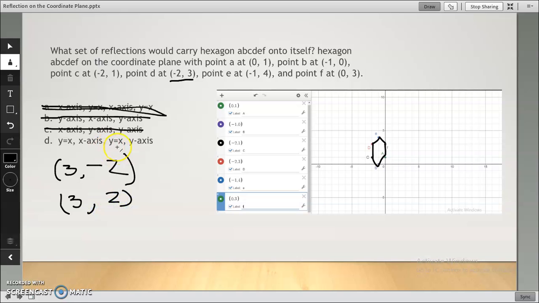Then I'm going to flip it back over y equals x. So that's going to give me (2, 3). Then I'm going to flip over the y-axis. That means my x changes, so that's going to be (-2, 3). Thank goodness it worked out. So D is the correct solution. And I hope that these examples help you see how you can apply multiple transformations to each other.